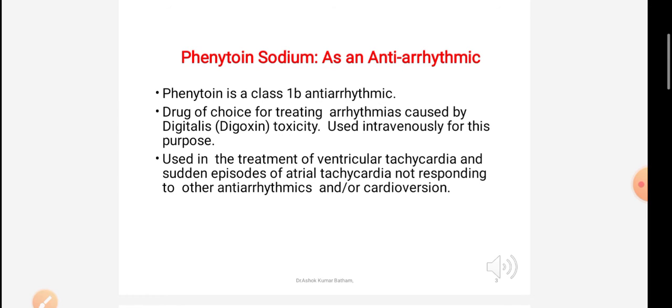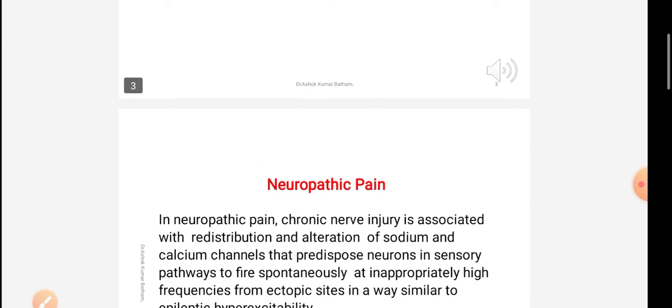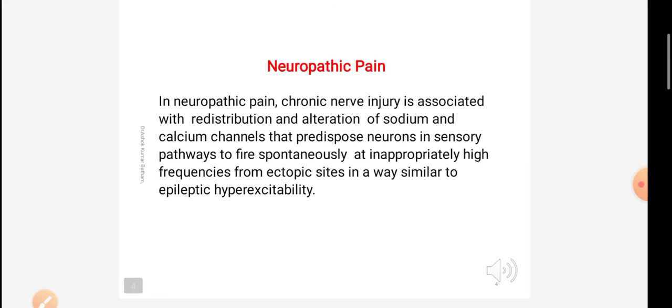So we have seen that arrhythmias and the epilepsies share certain common pathophysiological mechanisms. Both are episodic and both are caused by excessive abnormal discharge of impulses. A similar situation prevails in case of neuropathic pain, because here the chronic nerve injury is associated with redistribution and alteration of sodium and calcium channels that predispose neurons to sensory pathways to fire spontaneously at inappropriately high frequencies from ectopic sites in a way similar to epileptic hyperexcitability.